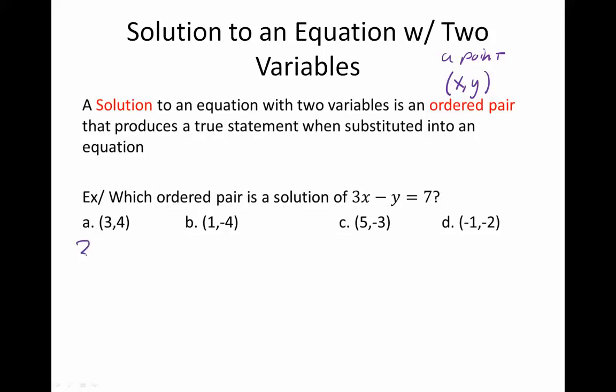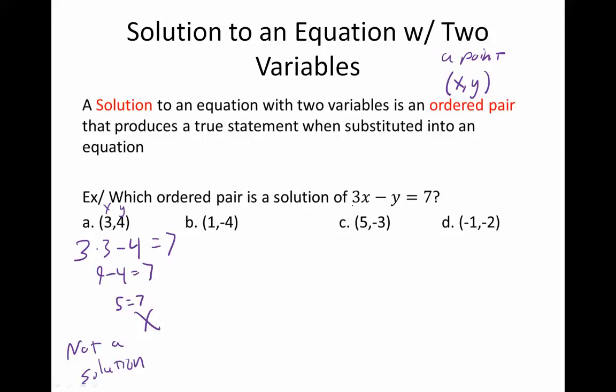So I plug in, remember this is x and y, I plug in the x value for the x, and I plug in the y value for the y. And I say, does this make a true statement? Well, this is 9 minus 4 equals 7, which is definitely not a true statement. False. Okay, so this is not a solution down here, right?